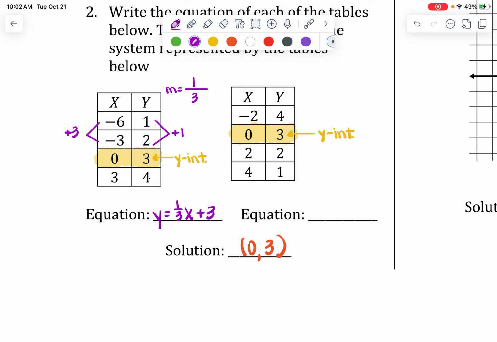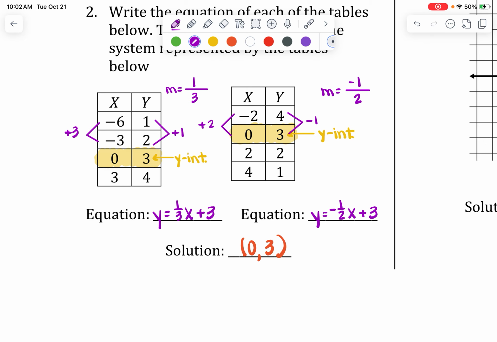Then I go to my other equation, right? It looks like my y's are actually going down by 1, and my x's are going up by 2. So that means that his slope, change in y's, -1, over change in x's, +2. So his slope is -1/2. So y equals -1/2 x, and then of course the +3, because that's the y-intercept that the table gave us.